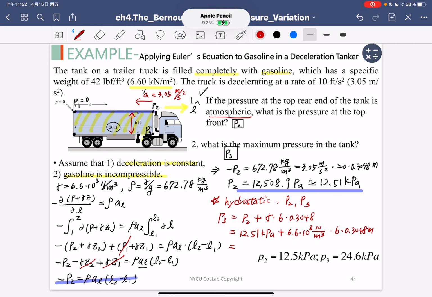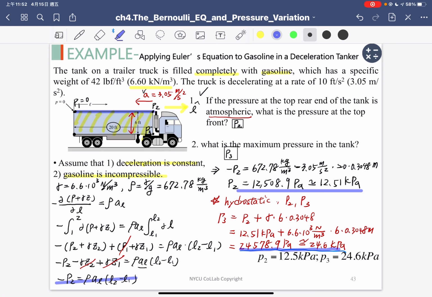Okay, so I checked with my calculator: 6.6 multiplied by 1,000 multiplied by 6 multiplied by 0.3048. The numerical answer is 24,578.9 Pa, which is quite close to 24.6 kPa. Okay, so that is our second question's answer.